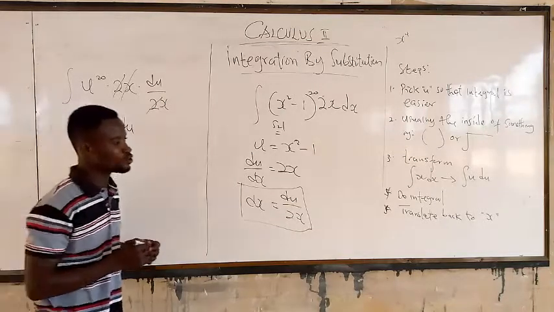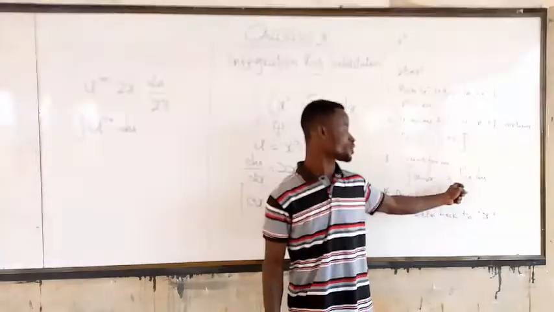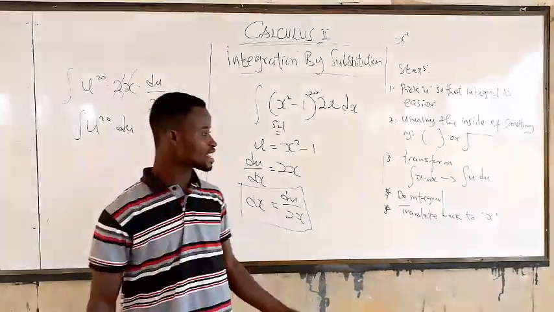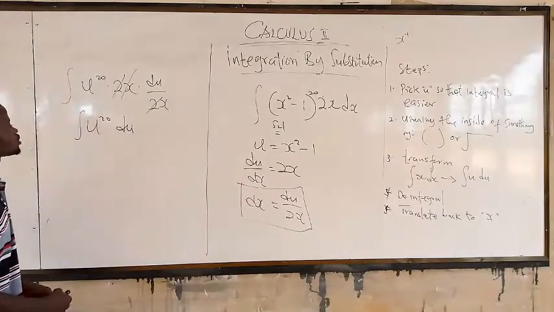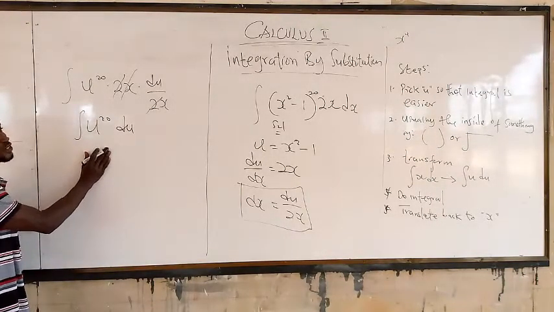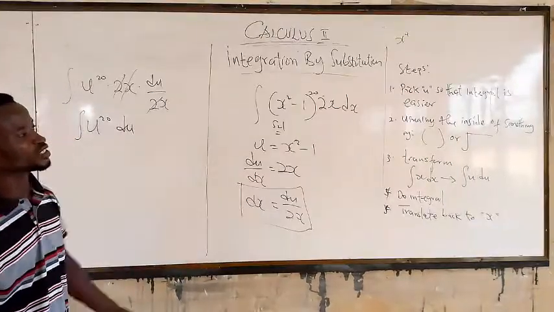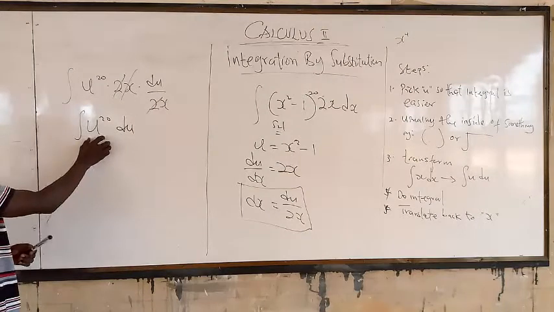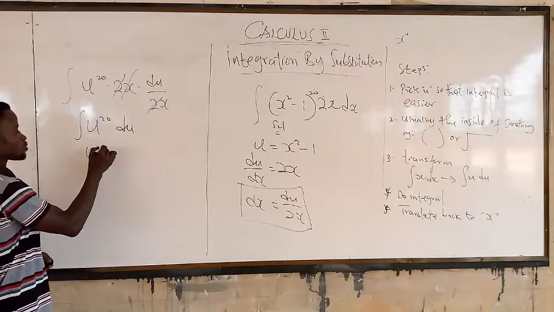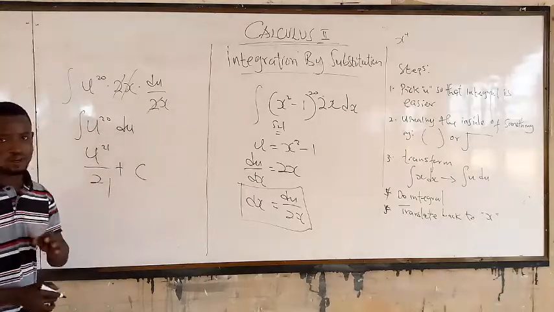So this is how we translate from a function in terms of s to a function in terms of u. Then the next step says to do the integration. Here the integration is easier. That is why you pick u, so that the integration is easier. So when you integrate this, you get u to the power 21 over 21 plus c. Always don't forget.